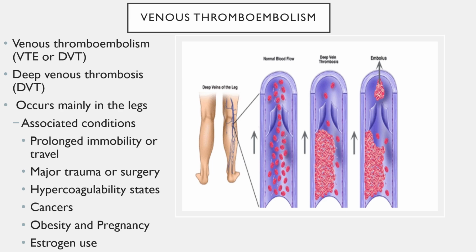Pregnancy increases estrogens and progesterones in your blood, and estrogen thickens the blood. They are at higher risk for a DVT or a PE. And lastly, estrogen use, such as in a birth control pill, can also lead to a DVT. And that is the reason why we don't prescribe birth control pills to smokers very often, because smoking increases the risk, and then the birth control pill also increases the risk since it has estrogen within it.